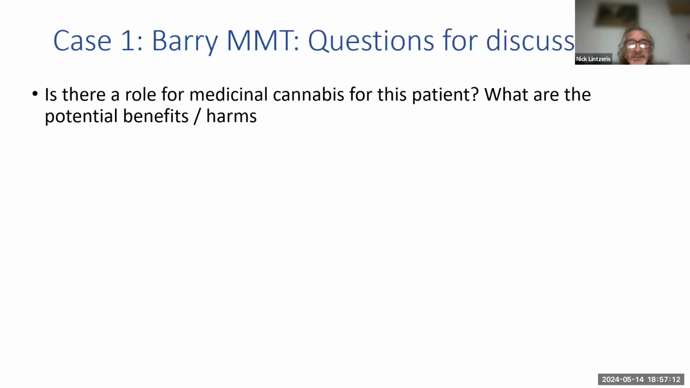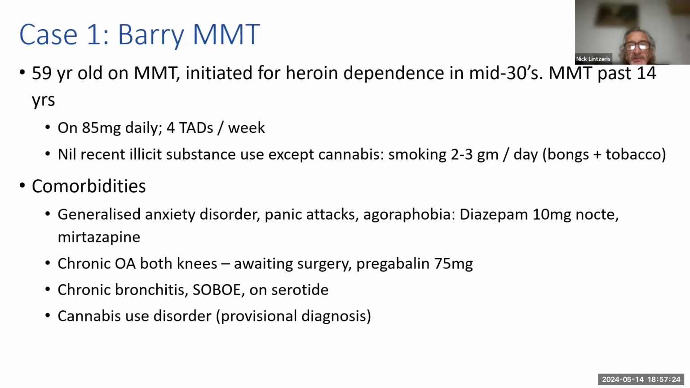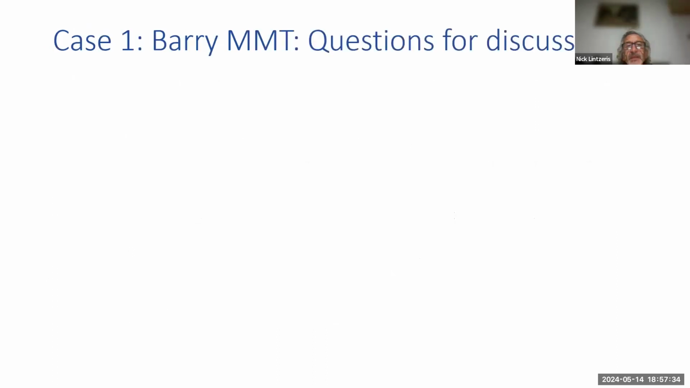So, some questions. What do people think? Is there a role for medicinal cannabis for this patient? What might be some of the potential benefits or harms? So again, look at his comorbidities, anxiety, chronic pain, bronchitis, and he's using 2 to 3 grams a day and he's getting 4 takeaways of methadone.